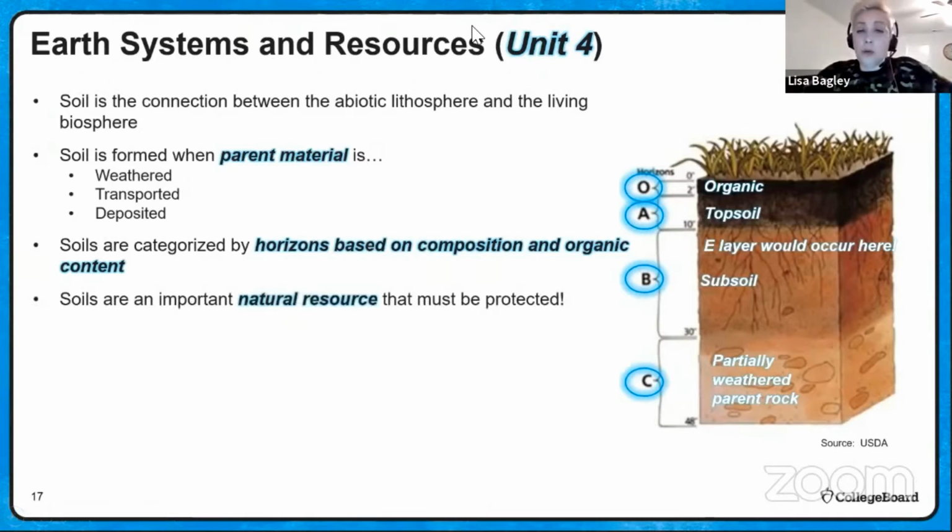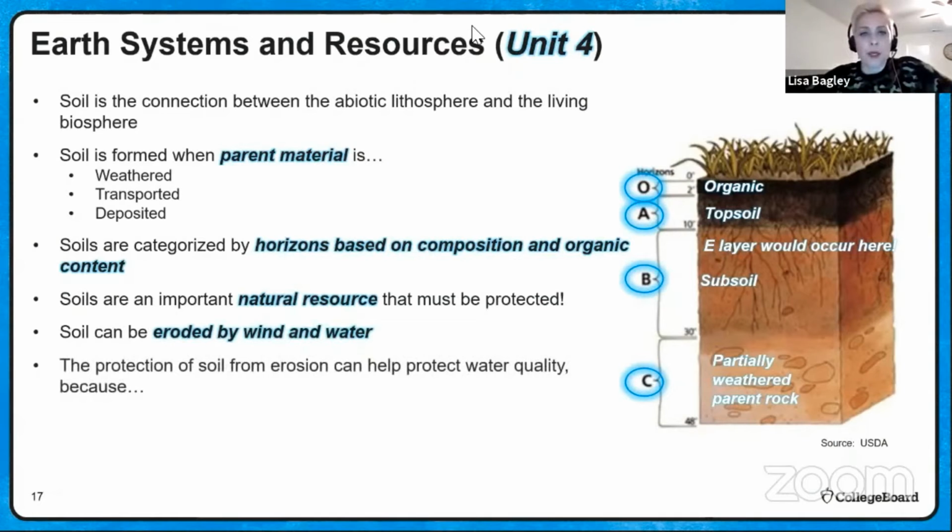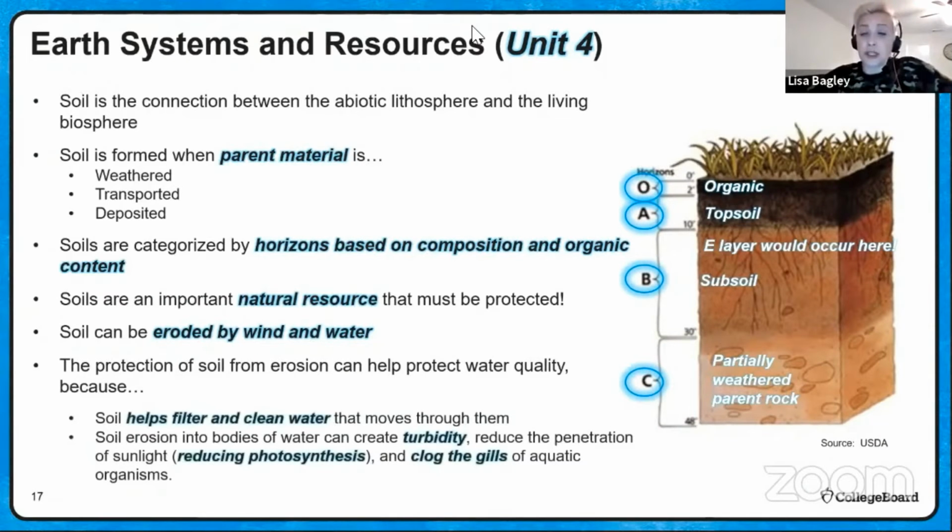Soils are, of course, an important natural resource that must be protected, and there's a lot of questions that pertain to soil health, soil erosion, because soil really is that link between biotic and abiotic conditions. Soil can be eroded by wind and water, and the protection of soil from erosion can actually help protect water quality because soil helps to filter and clean water, an ecosystem service.